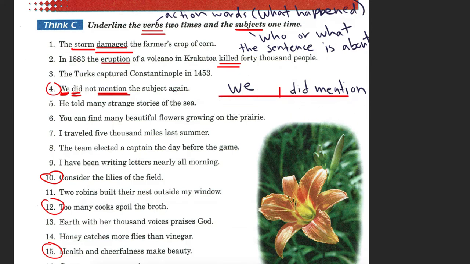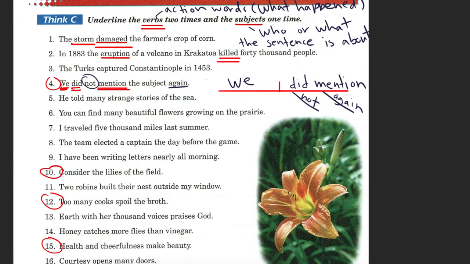Then remember, at the bottom of our subjects and our predicates, we have to write any adjectives or adverbs that we see. So are there any adjectives or adverbs for we? No, I don't see any. What about did mention? Well, not, right? Not is an adverb for mention. So not goes underneath did mention, and again is also an adverb describing mention. So that's number 4. You do the same thing for 10, 12, 15, 21, and 22. Make sure you are including the adjectives and adverbs.